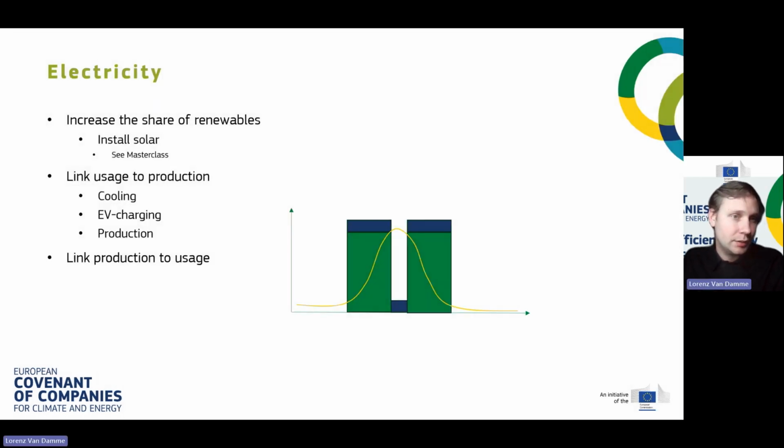If we are then talking about the last category, electricity, then we have two routes. First is to increase the share of renewables. By increasing the share of renewables, the emissions of our energy per unit go down. And the most interesting way for most companies will be to install solar on site.